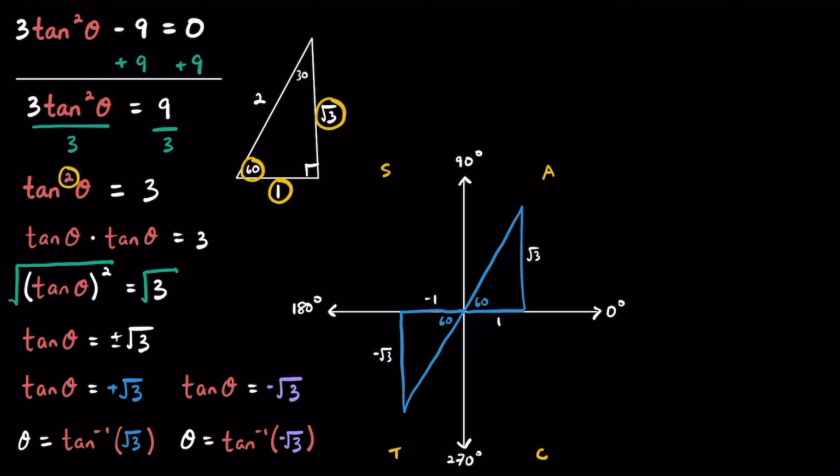So regardless if you're doing the y value over the x value in quadrant 1, tangent of 60 in quadrant 1, that's going to be positive root 3 over 1, which is positive root 3. Or you go ahead and do it in quadrant 3, which is going to be negative root 3 over negative 1, that's still going to be a positive. You're still going to get positive root 3 as the ratio. So we're going to get two angle measures here.